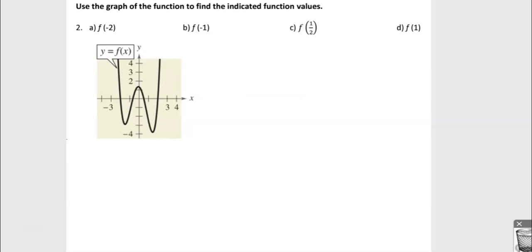Now again, this is the exact same thing, just a different graph. So here when x is at -2, where is the function at? You can see it's at 0. At -1, it's down here at -1. So at 1/2, notice it's right here at 0. And at 1, it's down here, it's right here at -3.